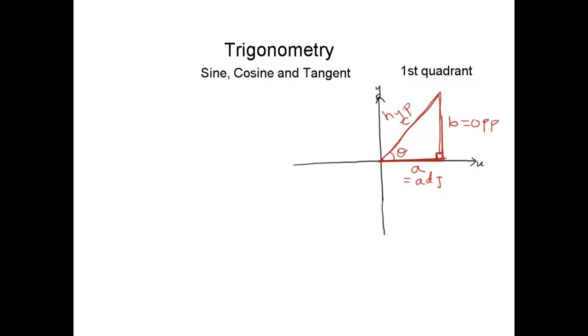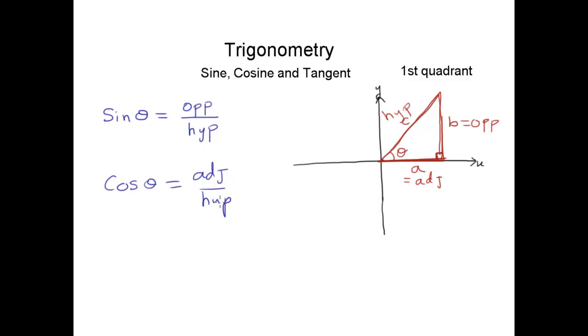Alright, now let's see how to define sine, cosine, and tangent. So for this angle, the sine of theta is given by the length of the opposite side over the length of the hypotenuse. So sine theta is defined by opposite over hypotenuse. How about cosine theta? Cos theta is defined by adjacent side length over hypotenuse.